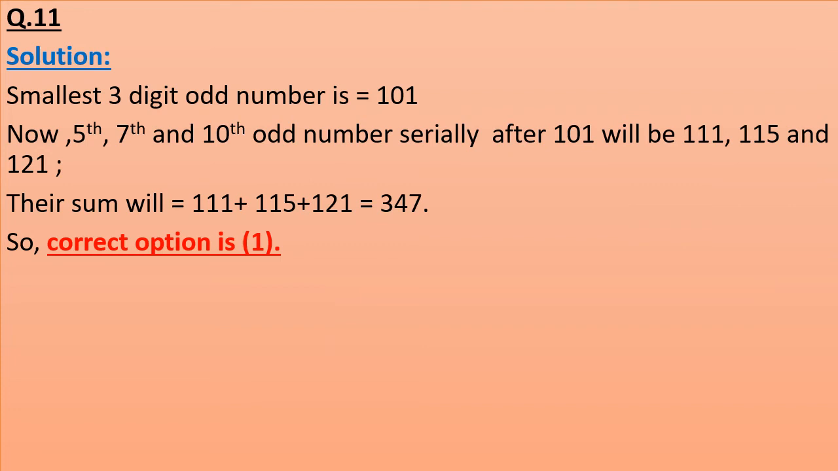So the smallest 3-digit odd number is 101. Now the 5th, 7th and 10th odd numbers serially after 101 will be 111, 115 and 121, and their sum will be equal to 347. So correct option is 1.